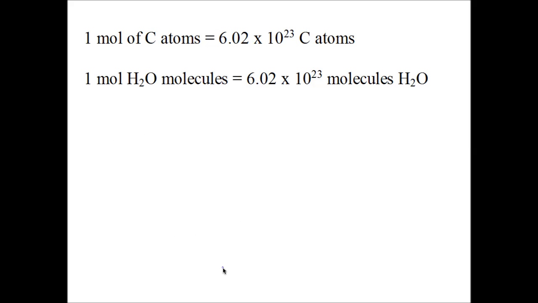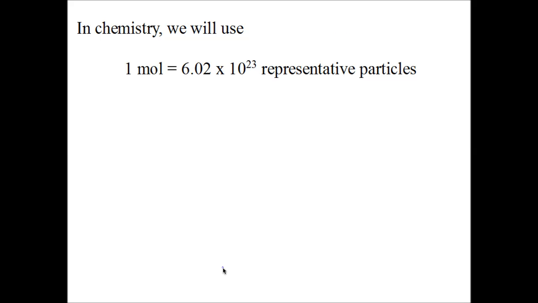Okay? All right, so 1 mole of carbon atoms, like we talked about before, is going to be equal to 6.02 times 10 to the 23rd carbon atoms. Just like 1 dozen carbon atoms would be 12 carbon atoms. Okay? And then 1 mole of water molecules would also be equal to 6.02 times 10 to the 23rd water molecules. So it's the same as saying a dozen or a pair, just like we talked about before. So not too complicated.